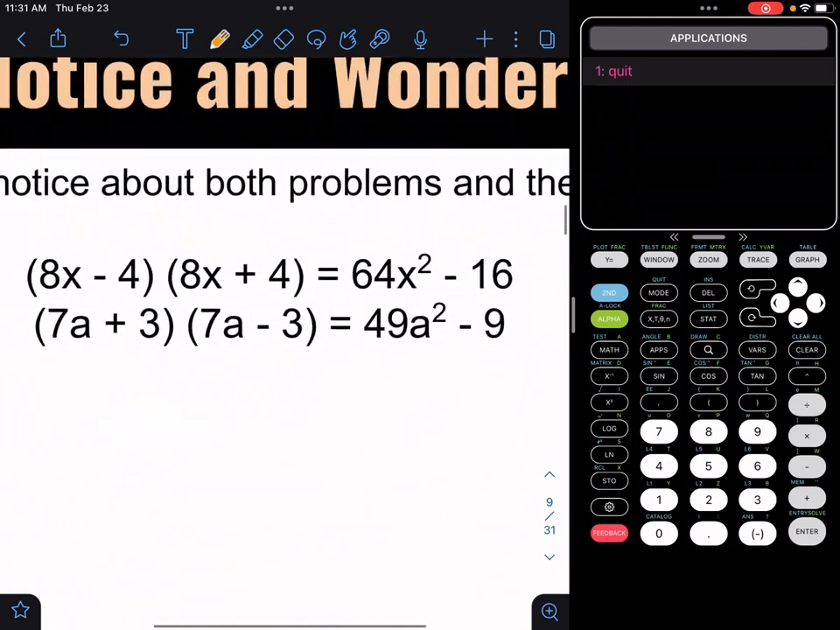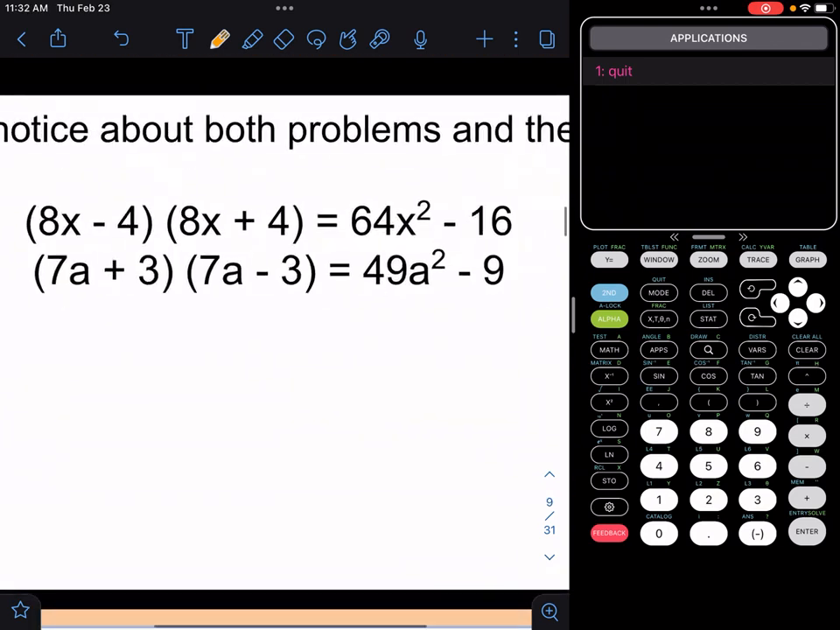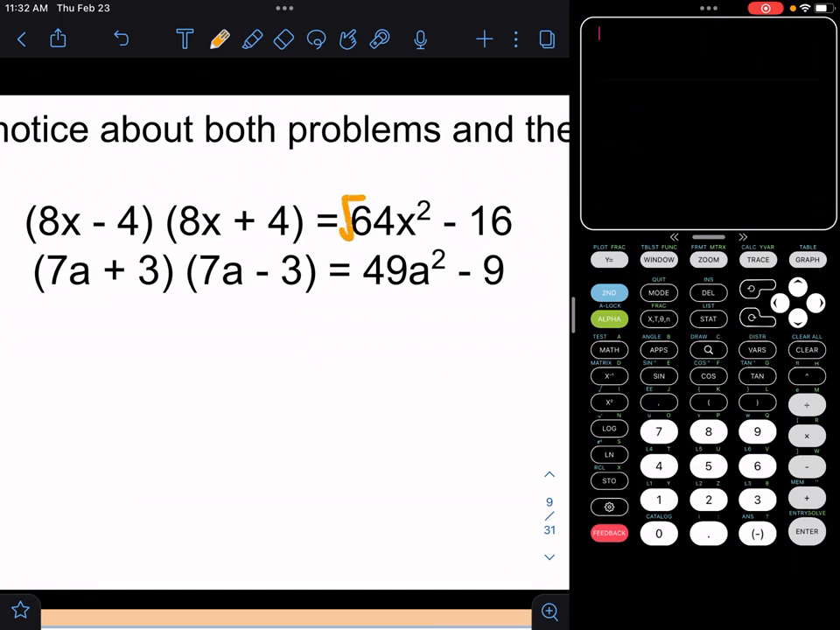We kind of talked about it already, but if you think about it, the square root of 64 is 8 and 8. And the square root of 16 is 4 and 4. And then there's just a minus and a plus. And if we think about going the other way, if I do 7a times 7a, I would get 49a squared. And 3 times negative 3 gives me negative 9.